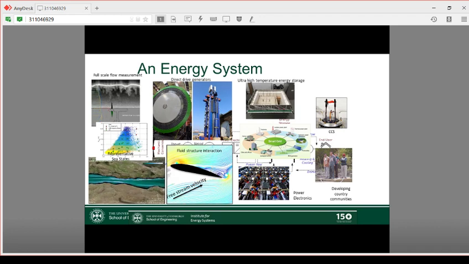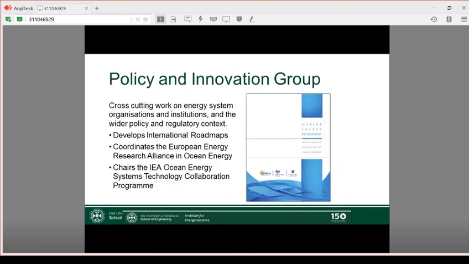These happen to be some photographs from a trip to the Sunderbans in West Bengal, where we've been looking at tidal turbines. And underneath all of that, there's a policy and innovation group, and this is led by Henry Jeffrey, who is known to quite a few members of the audience here because he's the current chair of the IEA-OES.